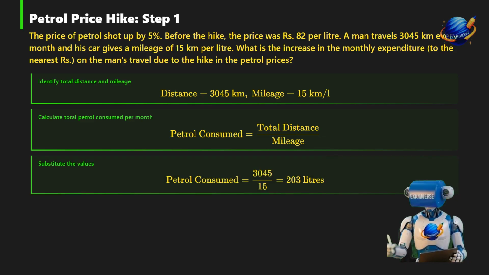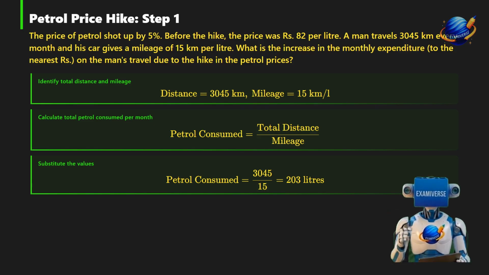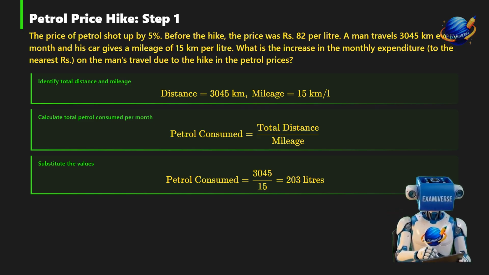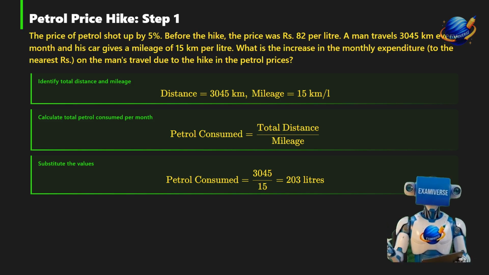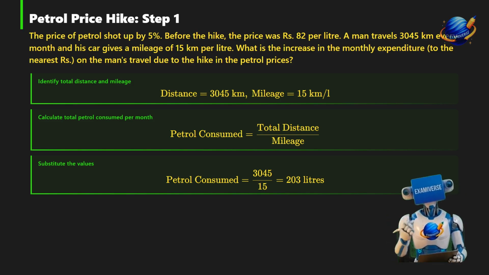Let's plug in our numbers. We divide 3,045 by 15. When you calculate that, you get exactly 203 liters. So, this man needs 203 liters of fuel every month to complete his journey. Now that we have our base consumption, we can move on to the financial side.